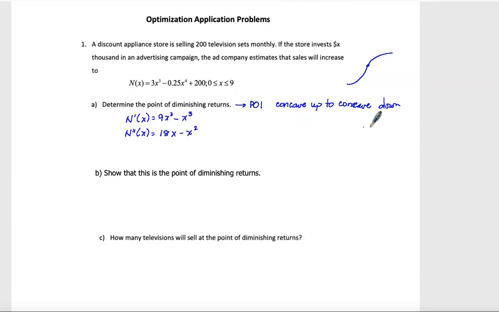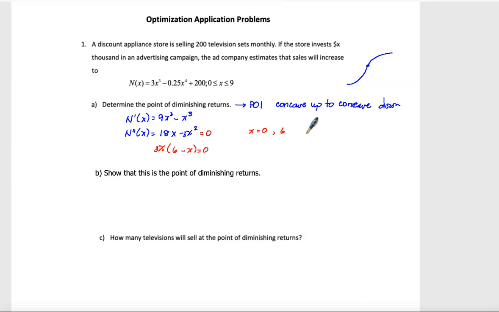Now we want to find where it changes concavity, so we have to set this equal to 0. So we can factor out the x, and you'll have, wait, this is 3x squared, sorry about that. So minus 3x squared. So we can factor out the 3x, and this would be 3x times 6 minus x equal to 0. So two values: x is equal to 0, and x is equal to 6.